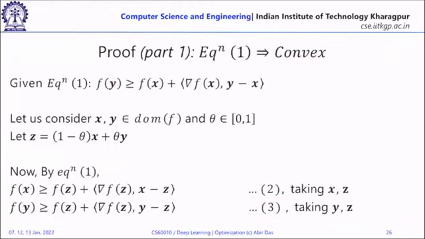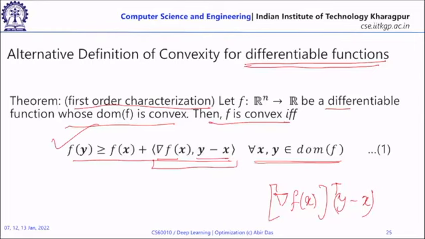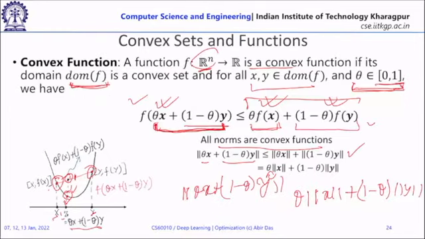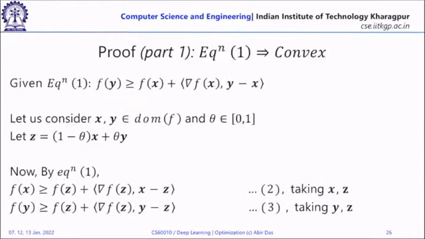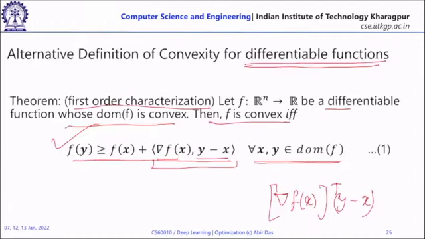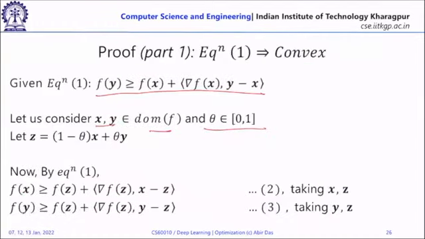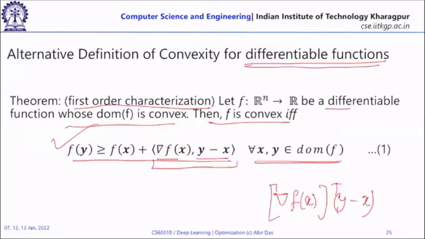Okay. So let us go to the proof of part one. What is part one? Part one means one direction. That is, if this equation is true, then from this equation, how can we arrive at the definition? So given that equation f(y) greater than or equal to this, let us consider x, y in domain F and theta between 0 and 1, because that is the condition. Theta is between 0 and 1 because we need it to convexly combine two points which are in domain F, and domain F is convex, it is said.